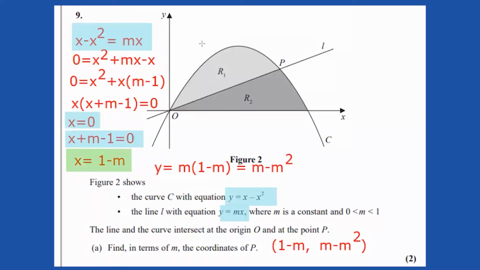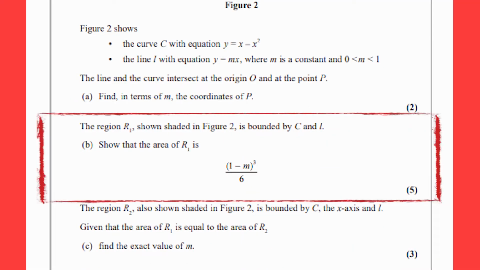Now we shall substitute that in the equation of the line, which is y equals mx. If we do that, we get y equals m into 1 minus m, since x is 1 minus m, and we end up with the expression m minus m squared. Now the question is to find the coordinates of P. So the x coordinate of P is 1 minus m, and the y coordinate of P is m minus m squared. Now this is part A of this question. Let's move on to part B.